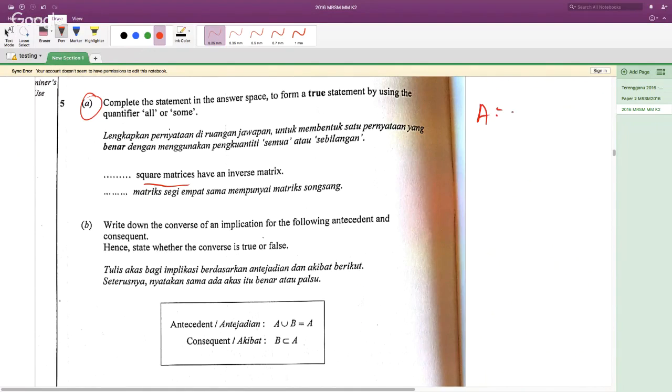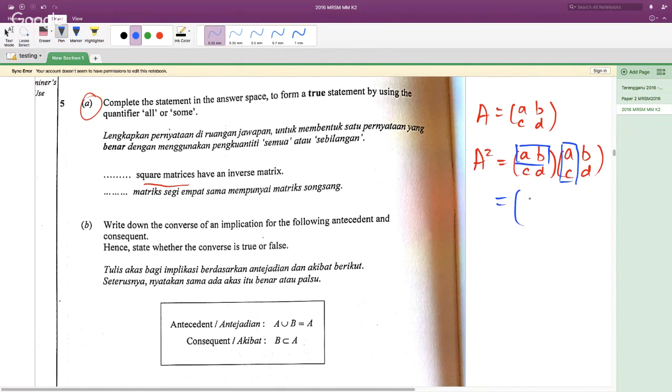Okay, if A is A, B, C, D, square matrix means A square. So A square doesn't mean you get A square, B square, C square, D square. It is not. A square means A multiply A. That means matrix A multiply with matrix A. So then you will do something like horizontal multiply vertical, and then you multiply. At the end, you will still get some other matrix, maybe E, F, G, H. So you will get some other answer. That one doesn't matter at all.